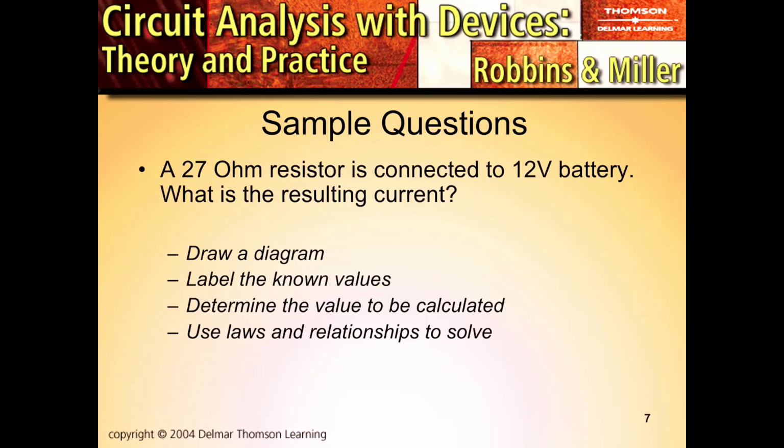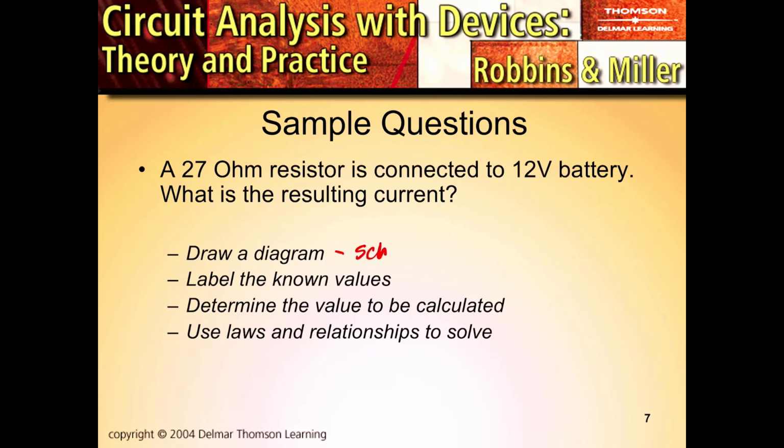Okay, so let's give this a try then. A 27 ohm resistor is connected to a 12 volt battery. What is the resulting current? So this is one of our first questions we've been given as a word problem. And our job is to follow all the steps that we would follow as our blueprint, if you will, for problem solving. As problems get more difficult, more involved, we've practiced the steps for simple problems that we're going to apply to more difficult problems. What's the first thing we're going to do? We're going to draw a diagram.